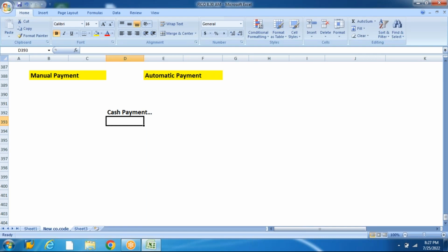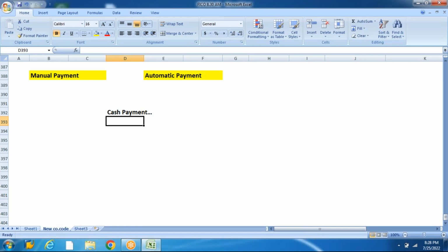Is it digital cash or physical cash? Physical cash. If I'm talking about a cash payment, I'm not talking about digital cash, I'm talking about physical cash. When I say physical cash, I literally have to maintain cash with me, right? So who will issue the cash, an accountant or the cashier? Cashier. Cash is normally issued by the cashier.